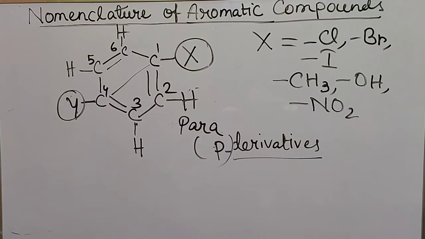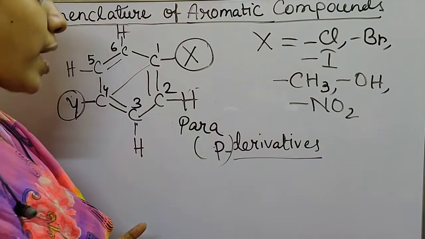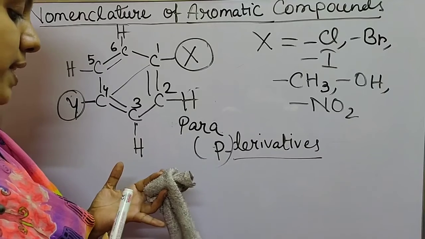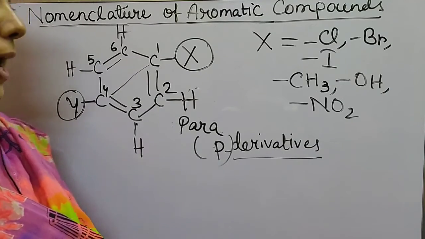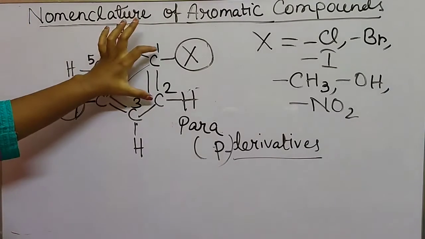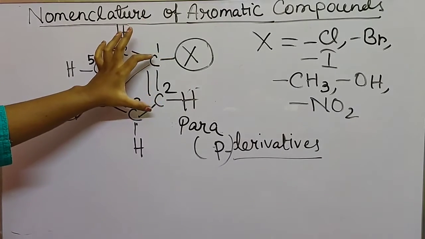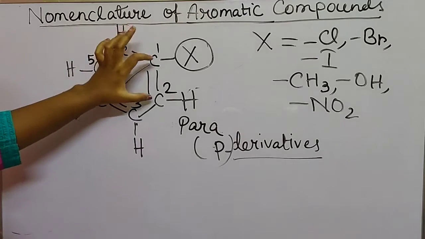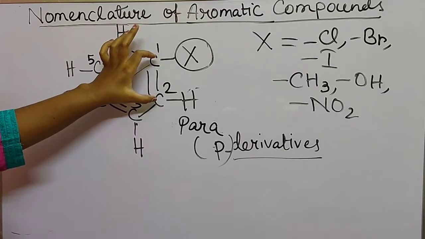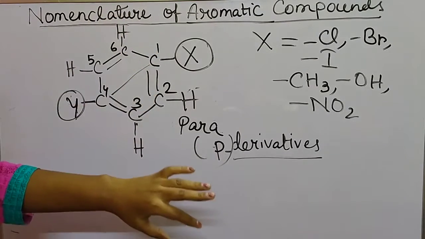So here three types of substituents we are getting. First one is ortho, second one is meta, and third one is para. So which one is ortho? When the two substituents are present at the adjacent positions or with the adjacent carbons, just like 1 and 2, these two derivatives are called ortho derivative.